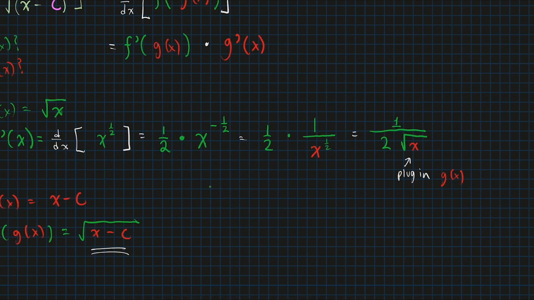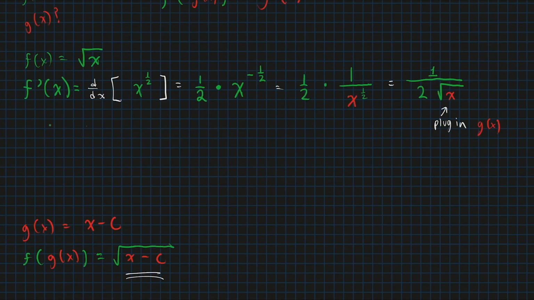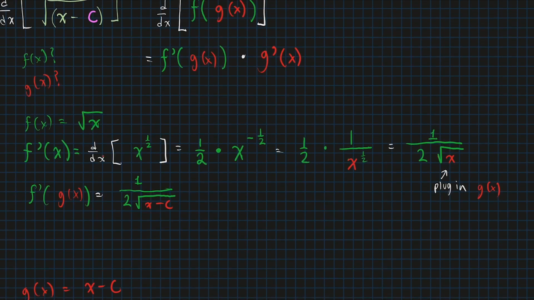So what does that mean? That means that f prime of g of x is, of course, equal to 1 over 2 times the square root of, not x, but x minus c, which is our g of x. All right, now we have half of this rule, f prime of g of x, right there, but we have to multiply it by the derivative of g of x.